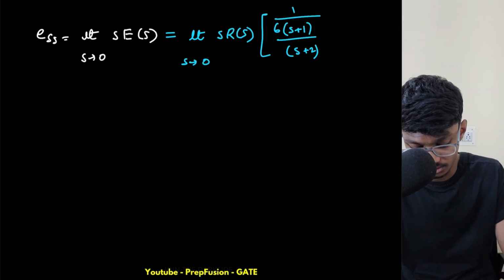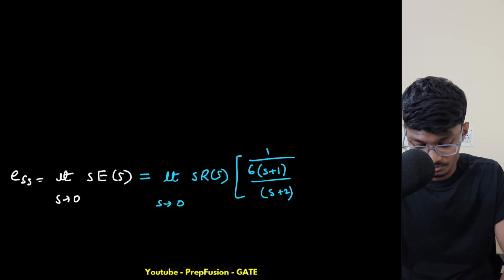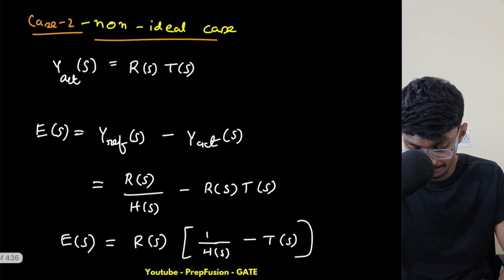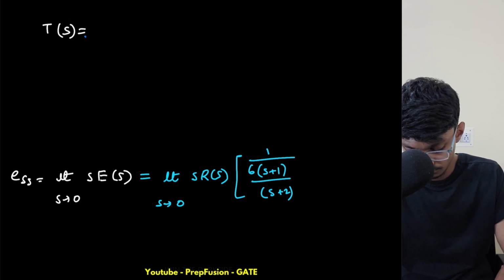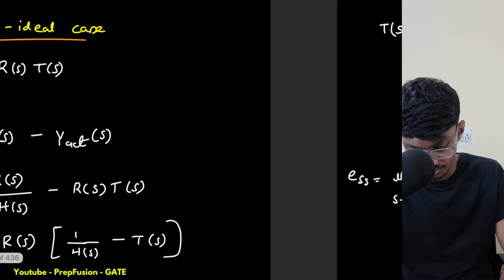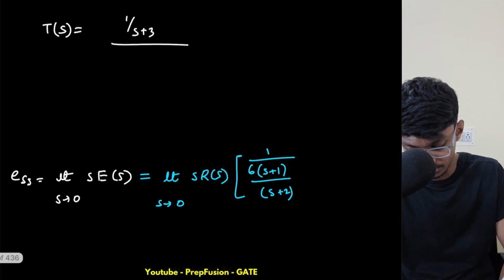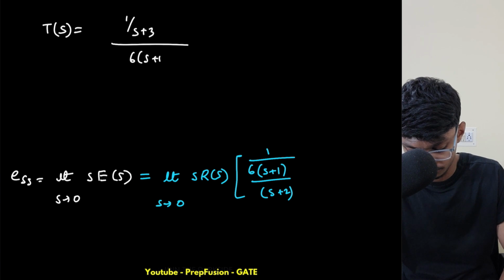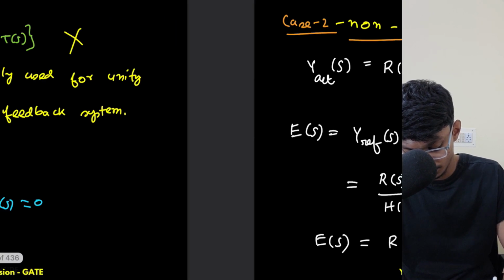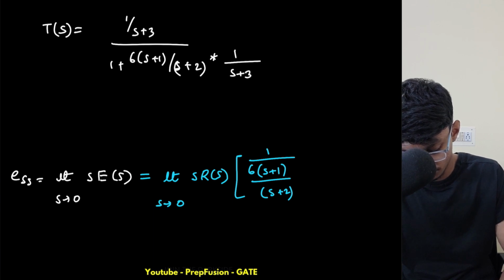It was 1 by h of s, so this is 1 by, and this is plus t of s. So t of s I will write separately because this will make this messy. T of s is g upon 1 plus g of s. What is g of s? G of s is 1 by s plus 3, divided by 6 into s plus 1 divided by s plus 2. This is the h of s, and h into g of s also we have to do. This is 1 plus.